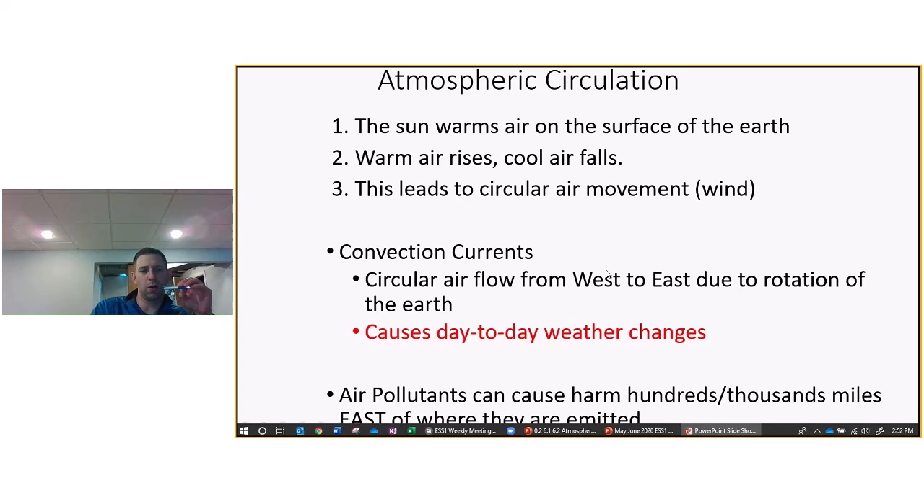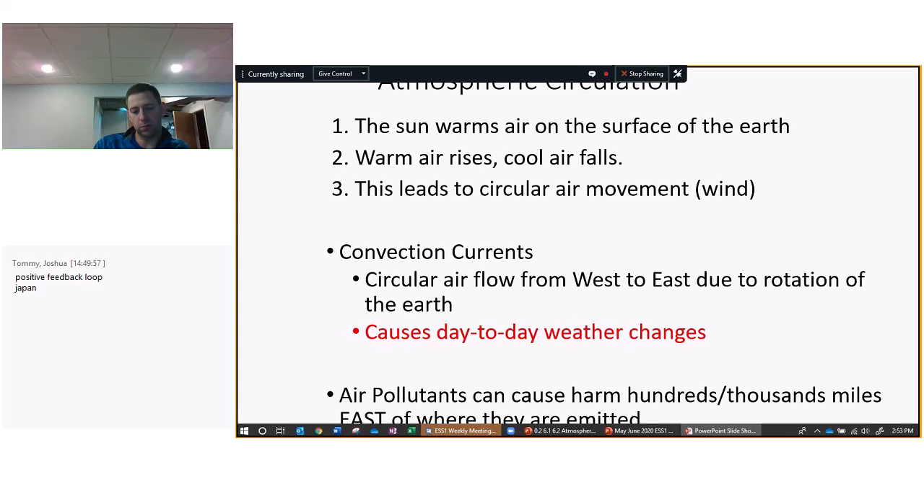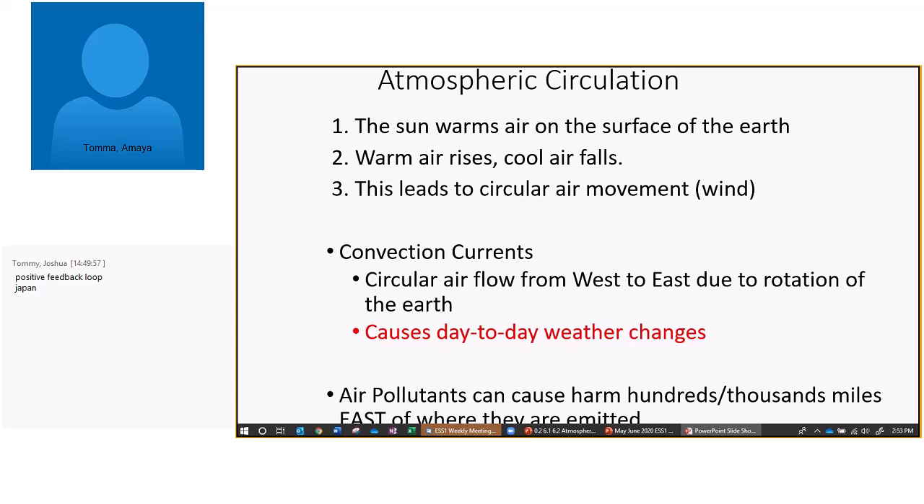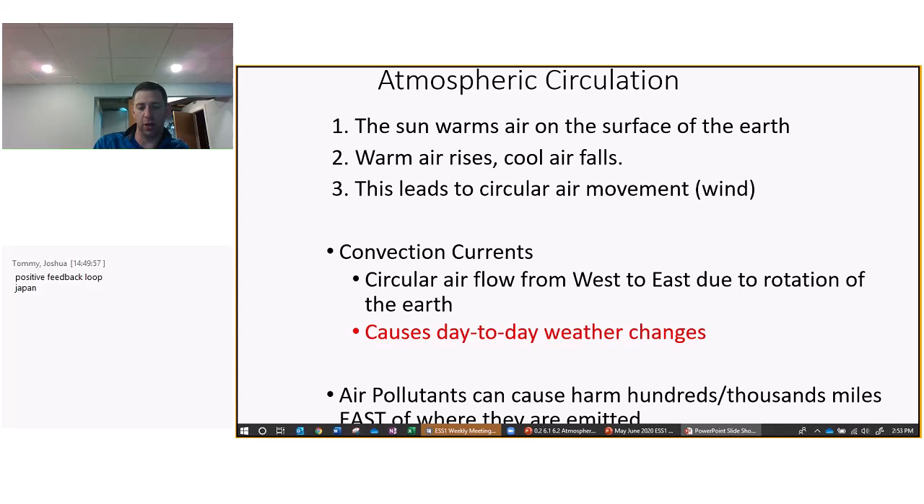And I think, you can jot this down quickly, that air pollutants can cause harm hundreds or thousands of miles east of where they're emitted. So, for example, anyone know, if you're in Northern California, which is a pretty pristine and scenic area, but you're dealing with some air pollution, anyone have a guess where that air pollution might be coming from? Josh said Japan in the comments. Close. Probably China. Shanghai, Beijing, some of the more polluted areas.